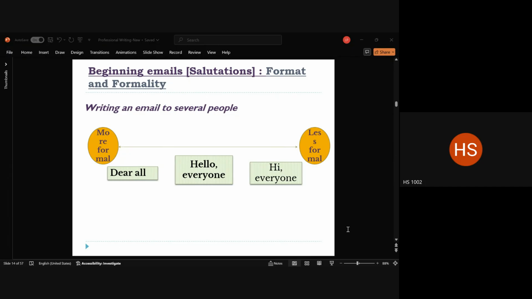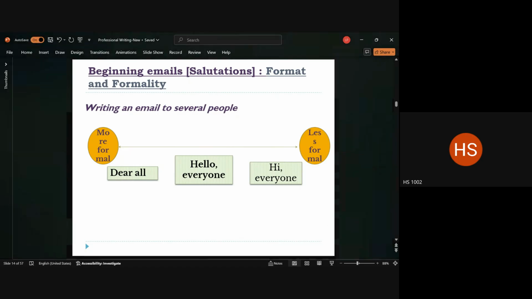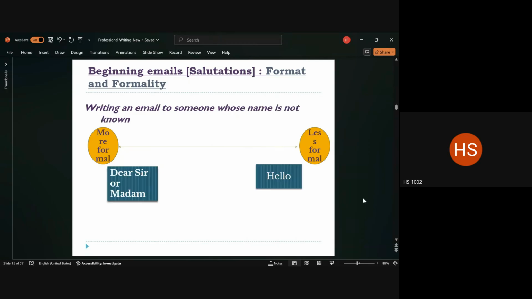Okay. So this is the second context in which you formulate a salutation. The third one is when you're writing an email to someone whose name is not known. You don't know the name of the person, right? What is the usual convention? Just say Dear Sir or Madam, right?